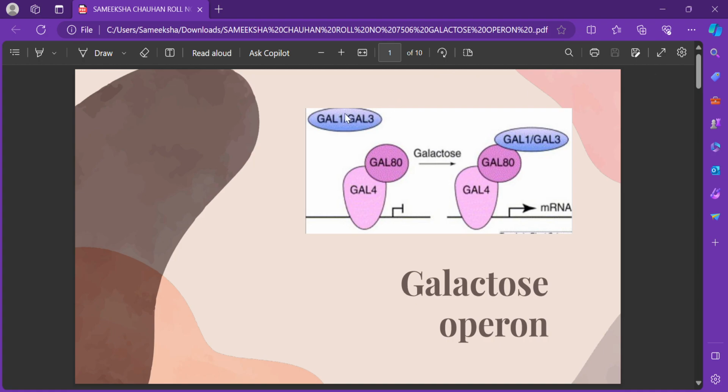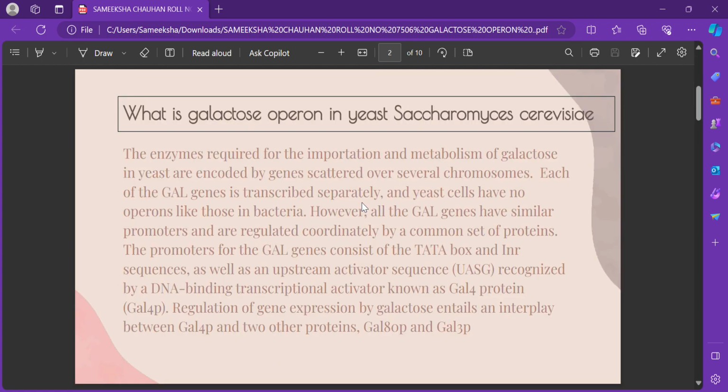Here in the image, we see three genes called GAL3 gene, GAL80 gene, and GAL4 gene. I was talking about these GAL genes because their interplay is what the whole galactose operon is about. Their interplay in the presence and absence of galactose makes a lot of difference. Galactose operon is different from lactose operon because it's not an operon. It is just the GAL genes that are clustered, and they are together because they have similar promoters. They are regulated coordinately by a common set of proteins.